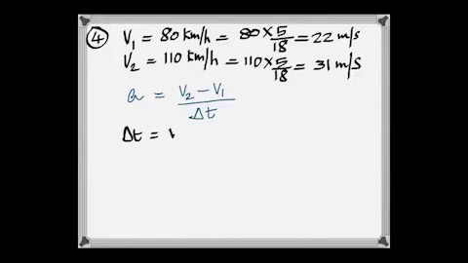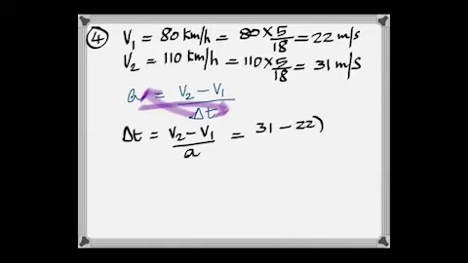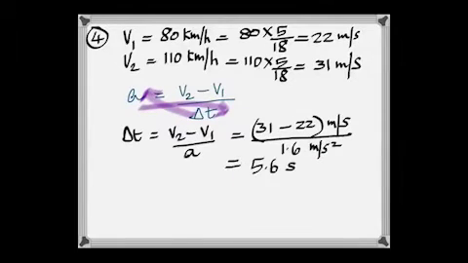Then acceleration is v2 minus v1 divided by delta t. Plug it into that and make time the subject: 31 minus 22 divided by the acceleration, which is 1.6, and you have the answer.